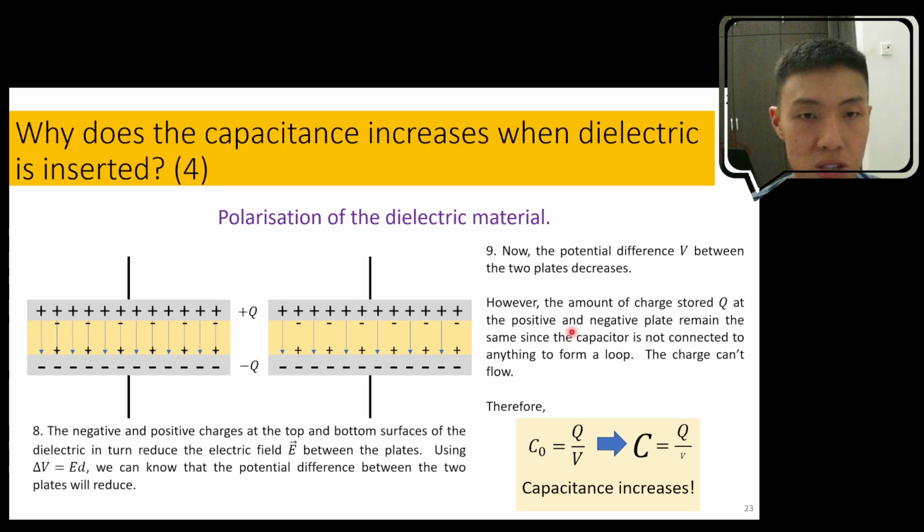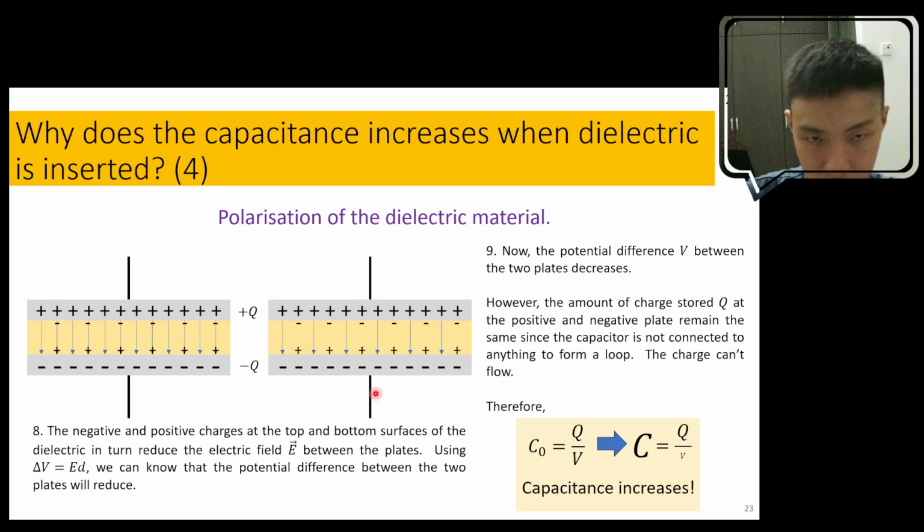The amount of charge stored at the positive and negative plate remains the same since the capacitor is not connected to anything to form a loop. Just now I said it's not connected, so there's no path, right? The charge cannot flow out from one plate to enter another plate, so the charge cannot change. So Q remains constant. If your C increases, the result is your voltage will decrease. So this is why the voltage will decrease when you insert the dielectric while it is isolated, not connected to the power supply.